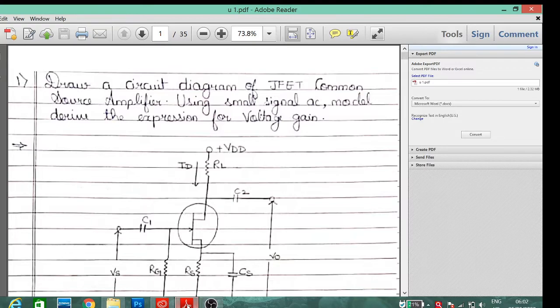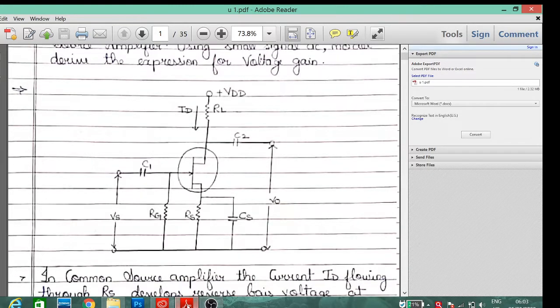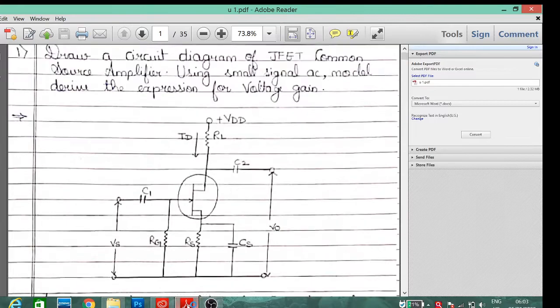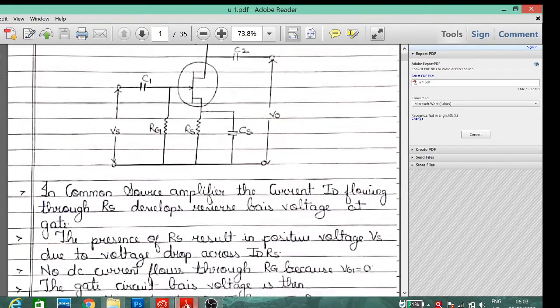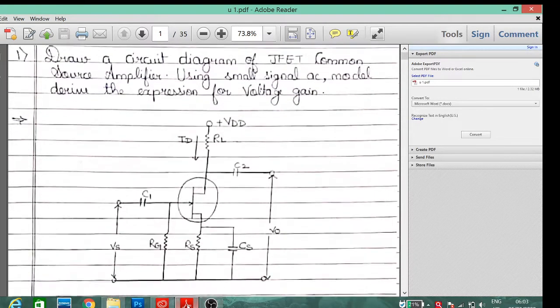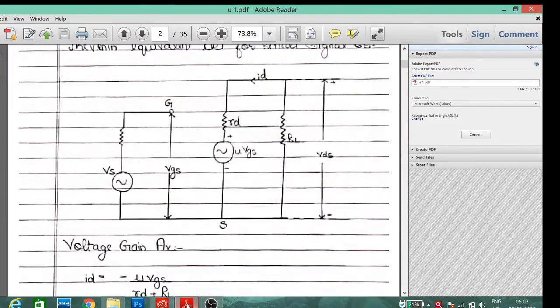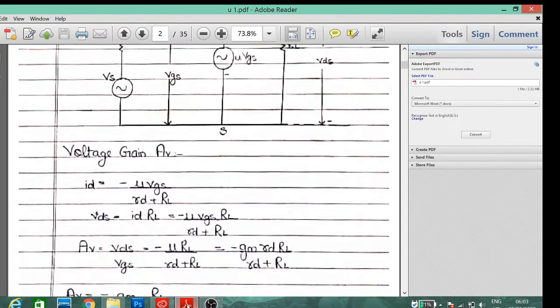Now draw a circuit diagram of a JFET common source amplifier using a small AC signal. Derive the expression for voltage gain. Now you can see on the screen the circuit diagram of the JFET. The first part has been covered by just drawing the circuit diagram and using the small signal AC model. The small signal AC model is this. By using it, we have to find the voltage gain.